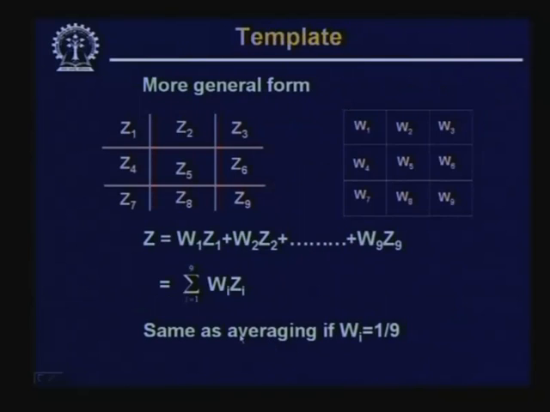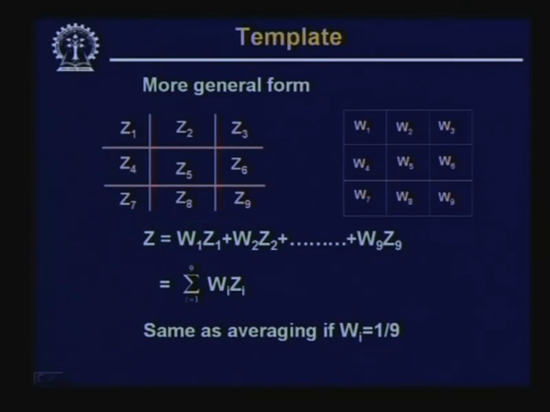Now, this kind of neighborhood operation can be generalized with the help of templates. Here we define a 3 by 3 template, shown in the right hand figure, which contains 9 elements W1 to W9. To perform the neighborhood operation, you put this template on the original image in such a way that the center of the template coincides with the pixel at which I want to replace the value.